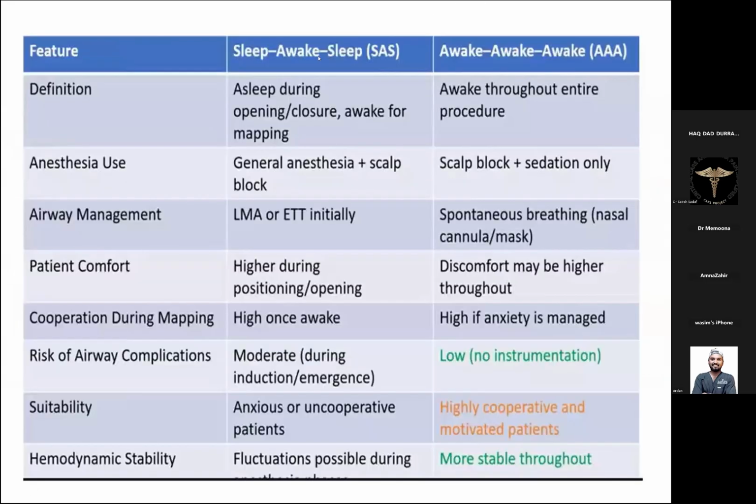Comparing the two techniques, the asleep, awake, asleep technique requires general anesthesia. The airway of the patient is managed actively, either with a supraglottic airway device or an endotracheal intubation. Patient comfort is reported to be higher with this technique, but the risk of airway complications is more with this technique. But this technique is suitable for patients who are either anxious, uncooperative, or claustrophobic.